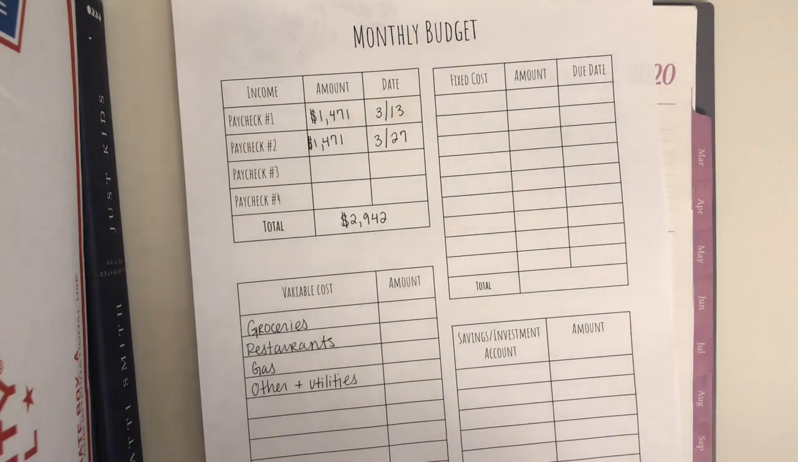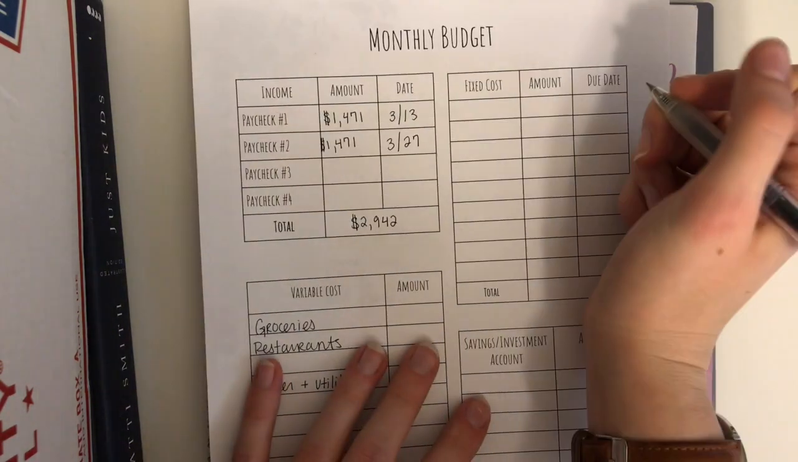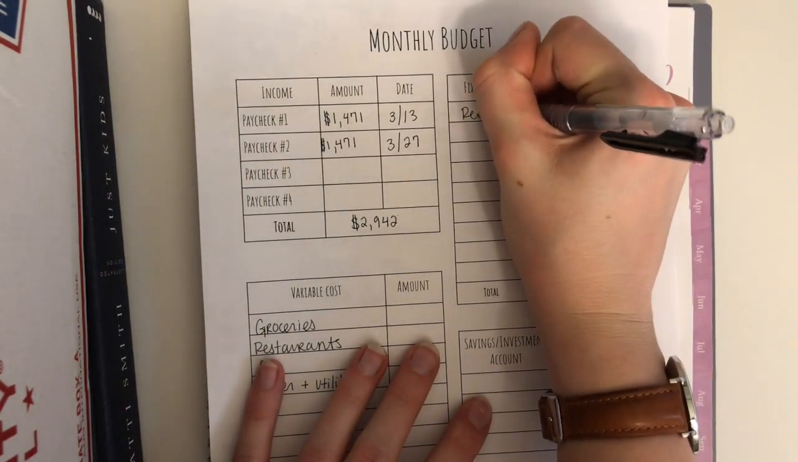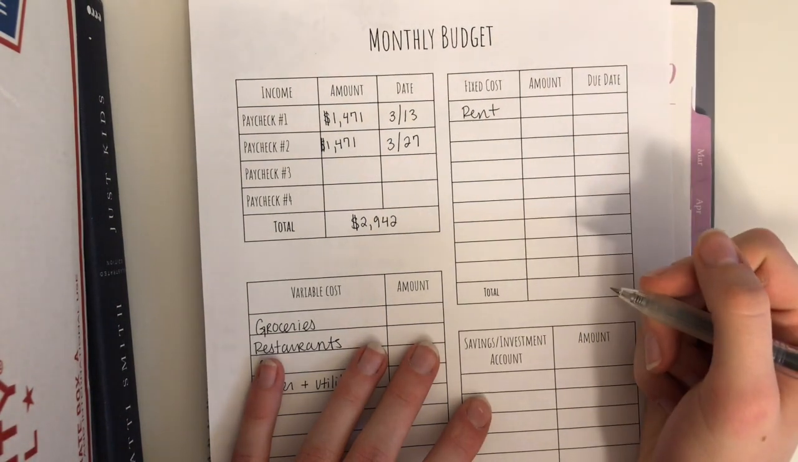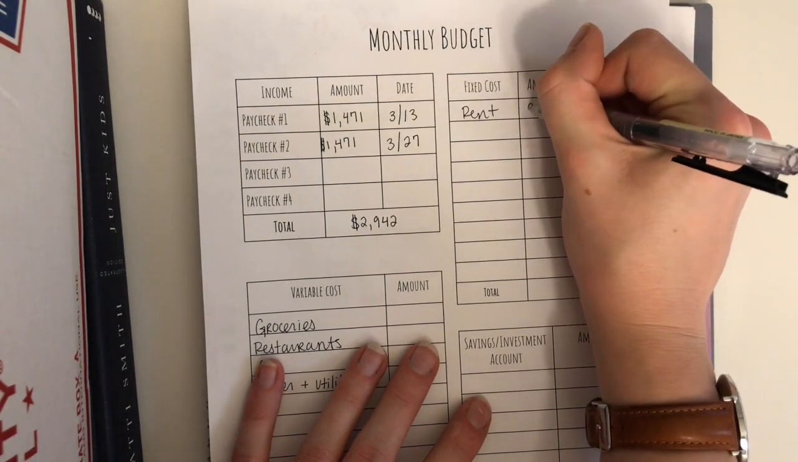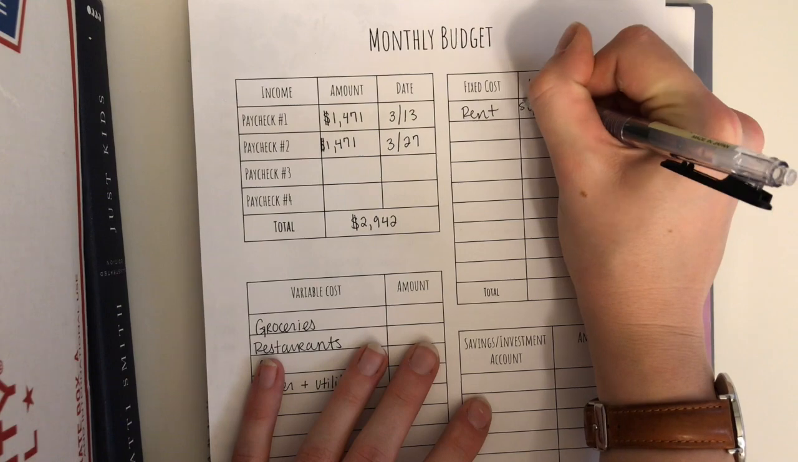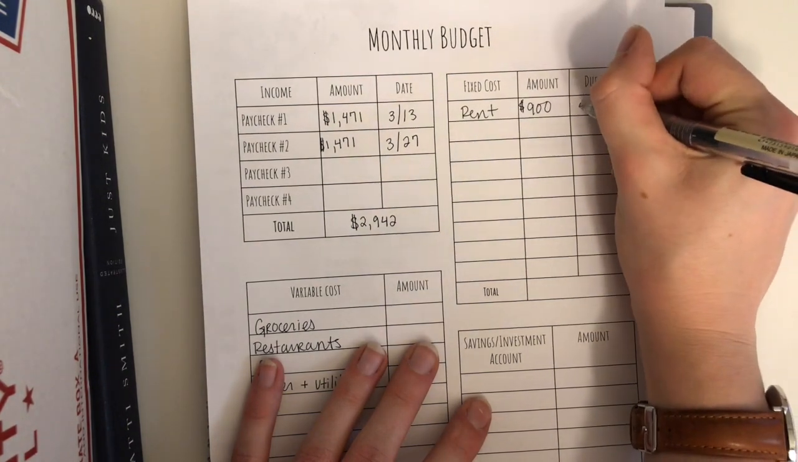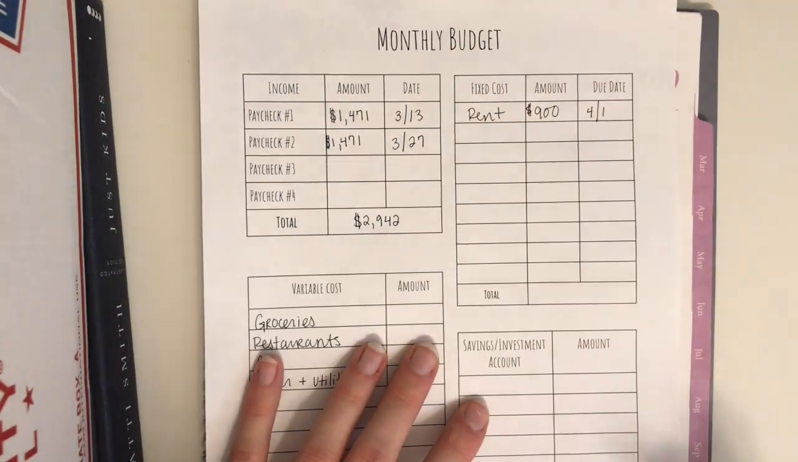Today I'll go in order. I recommend that you start with your fixed costs because those are the easiest and they're the ones you tend to already know. So I know that I pay the same amount in rent every month, so I'll put that there as a fixed cost, and that is $900. And I know that I'll pay that on the 1st of the next month.